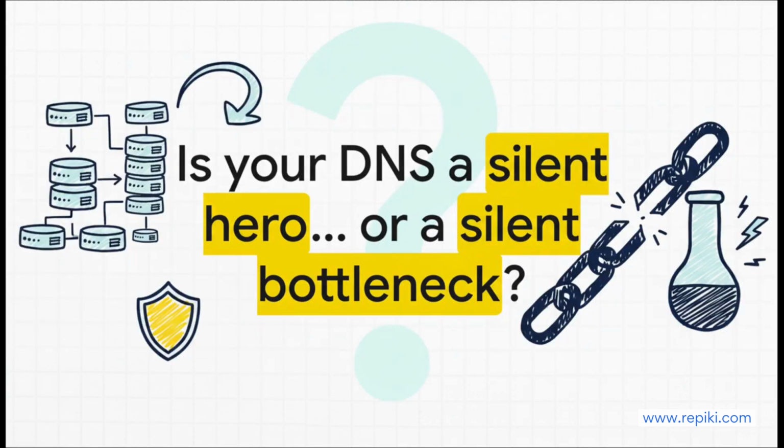So when you think about it, DNS is really the unsung hero of Kubernetes. It's the invisible foundation that makes all the dynamic, self-healing magic possible. So I'll leave you with this question. Now that you know about the hidden complexities, the ndots trap, and the caching gotchas, is the DNS in your cluster a silent hero? Or is it a silent bottleneck just waiting to cause an outage?